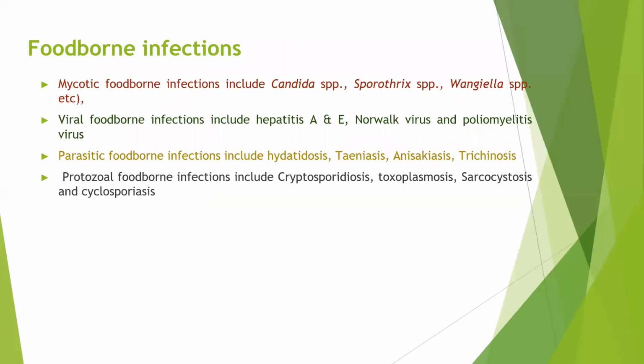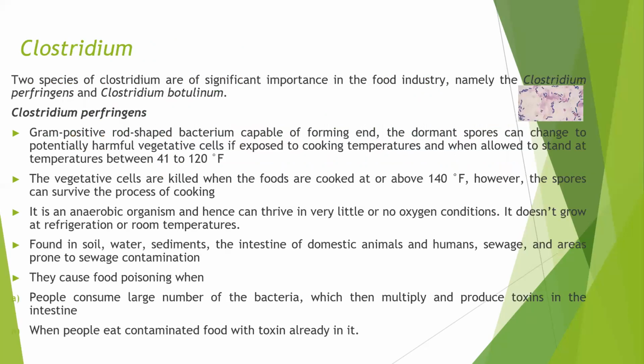Foodborne infections. The different types of foodborne infections: mycotic foodborne infections include Candida, Sporothrix, and other species. Viral foodborne infections include hepatitis A, E, Norwalk virus, and poliomyelitis virus. Parasitic foodborne infections include hydatidosis, taeniasis, and trichinosis. Protozoal foodborne infections include cryptosporidiosis, toxoplasmosis, sarcocystosis, and cyclosporiasis.